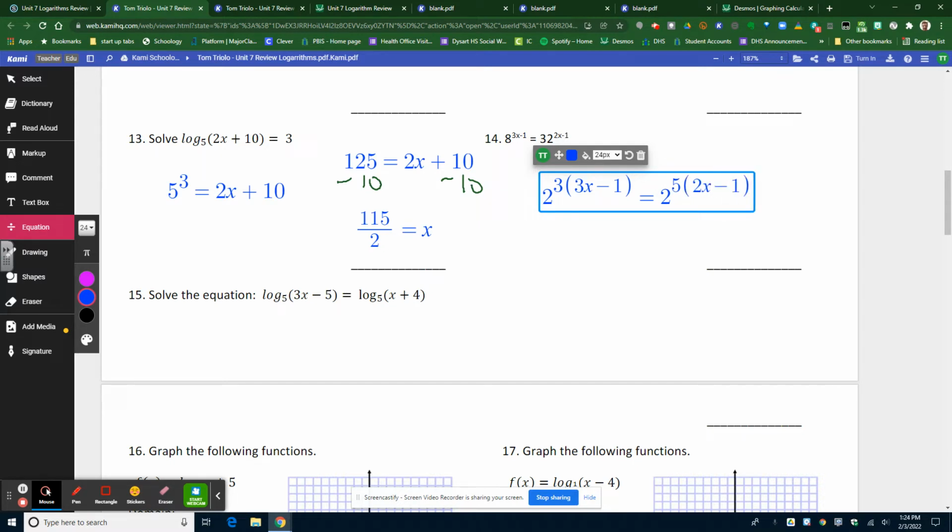Hey, guess what happens when I have the same base? What can I do with my exponents? Make them equal to each other. Okay? So 3 times 3x is 9x minus 3 equals 5 times 2x is 10x minus 5. Move my x's to the right, my numbers to the left. Guess what number I get?